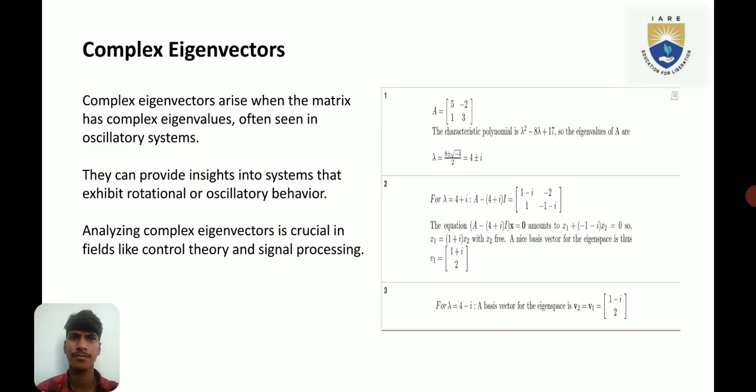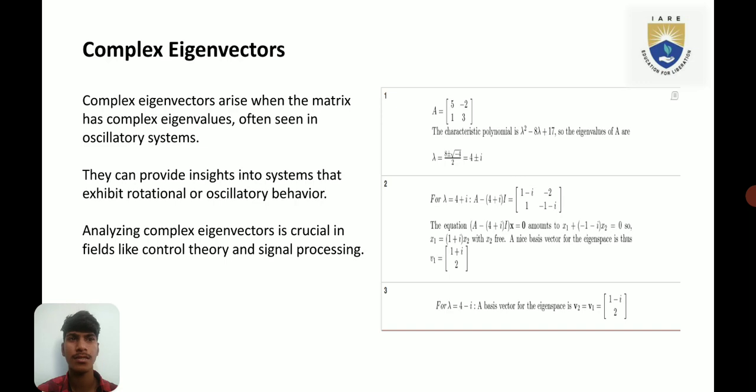Next, complex eigenvectors. Complex eigenvectors arise when the matrix has complex eigenvalues, often seen in oscillatory systems. They can provide insights into systems that exhibit rotational or oscillatory behavior. Analyzing complex eigenvectors is crucial in fields like control theory and signal processing.